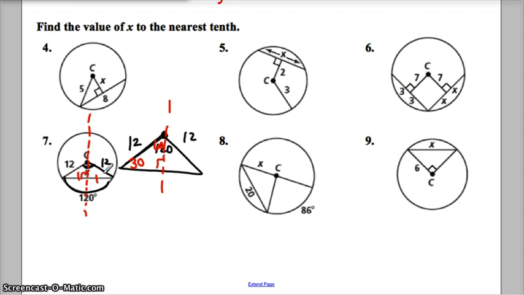Let's see, what else do we know? Here's the x value. Because it's a 30, 60, 90, the hypotenuse is across from the 90. The shorter side has a length of 6, so the long side has a length of 6 square root 3.